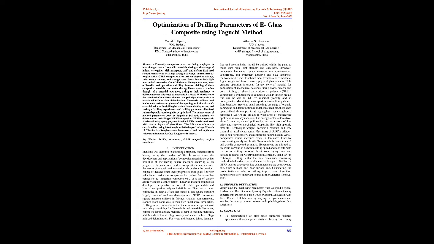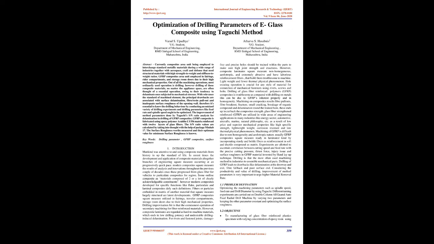GFRP composite is fabricated using epoxy polymer Araldite LY556 matrix reinforced with 12 layers of glass fibers. The S/N ratio values are calculated with the help of the software Minitab 17. The surface roughness values are measured and their optimum value for minimum surface roughness is identified. Keywords: drilling parameter, GFRP composites, surface roughness.